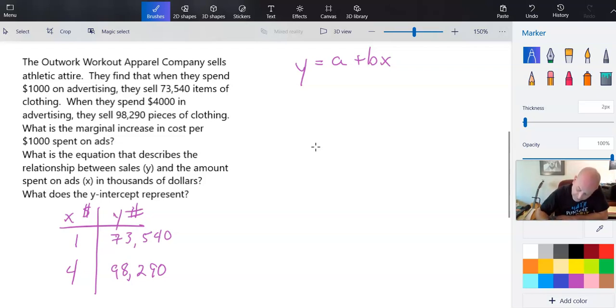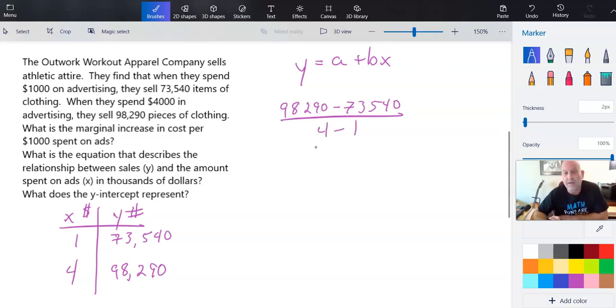So if I want to find the slope, it's going to be the change in y. So 98,290 minus 73,540 over 4 minus 1. Now, if you use the thousands in this, what that does is it changes X from being in thousands of dollars to being in single dollars, right? So this 4 represents 4,000 and this 1 represents 1,000. So we just need to work this out now.